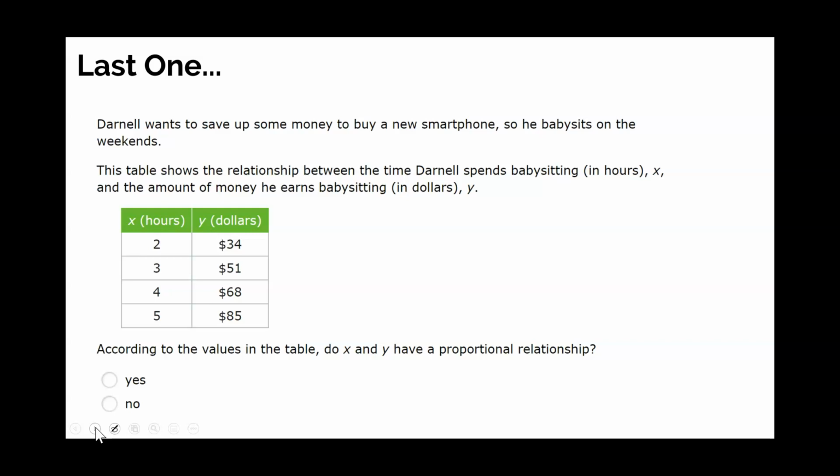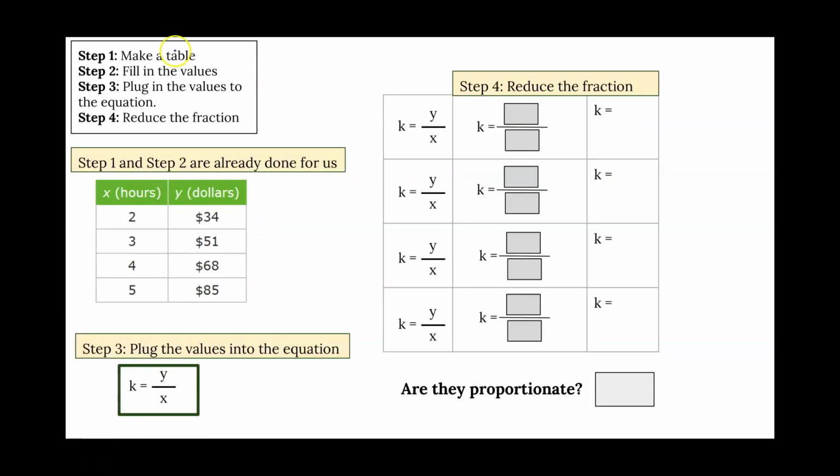So this is kind of what I was talking about, in the sense that we have to go through and make sure, is this a proportional relationship? So let's check it out. Okay, here are our steps up top here. Step 1 and step 2 are already done for us. The table is already made and the values are already filled in. Step 3, we have to plug our values into the equation, and our equation we know is K equals Y over X.